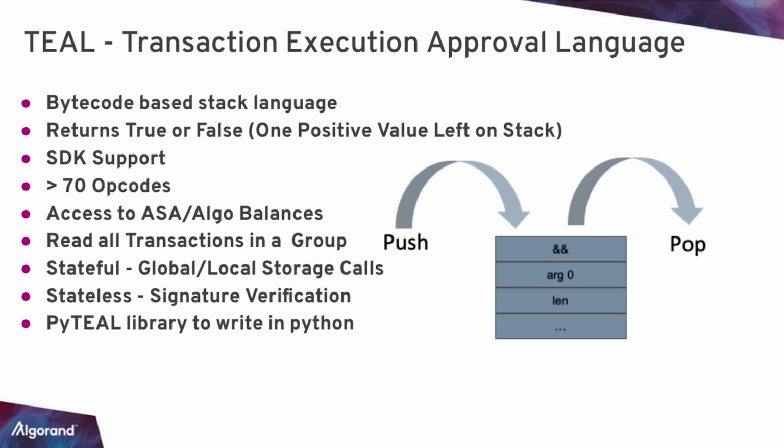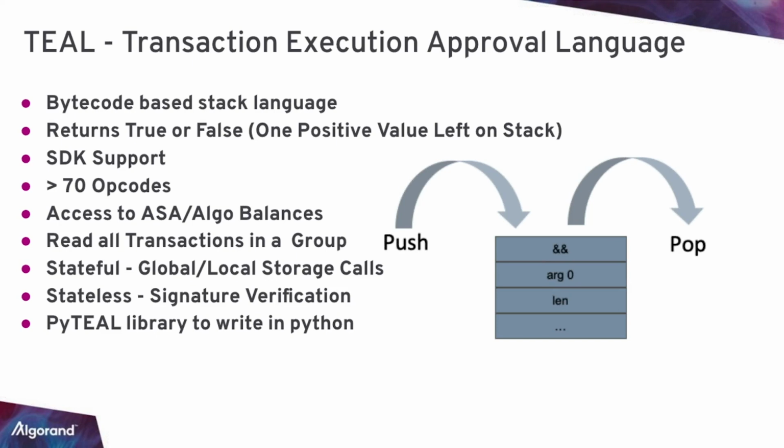We determine whether a contract returns true or false based on whether there's one positive value left on the stack. If you leave a 0 on the stack, then it'll return a failure. If you return 2 positive values, it will return a failure. The only way a contract returns true is if there's only one value left on the stack and it's positive. It's greater than 0.